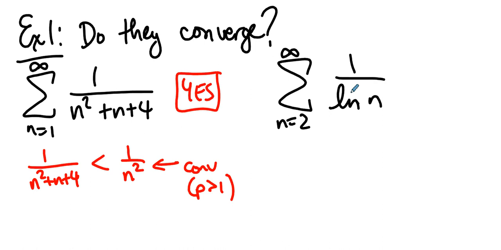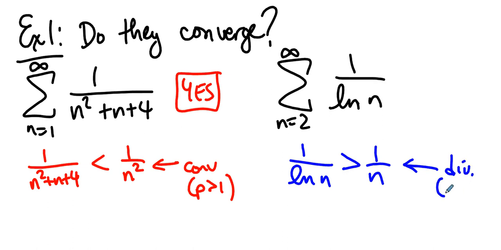Over here, what do we compare this to? Well, 1 over ln of n is greater than 1 over n, because every number is greater than its natural log. So the denominators here are smaller, so the fractions here are bigger. But we know what this does. The 1 over n's, this diverges. It's a p series where p is not greater than 1. P is 1. So when we add up these, they go to infinity. So these are bigger. They go to infinity.